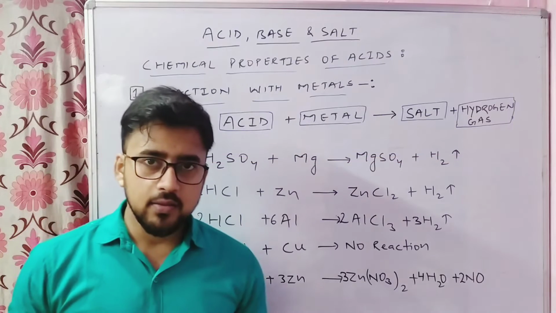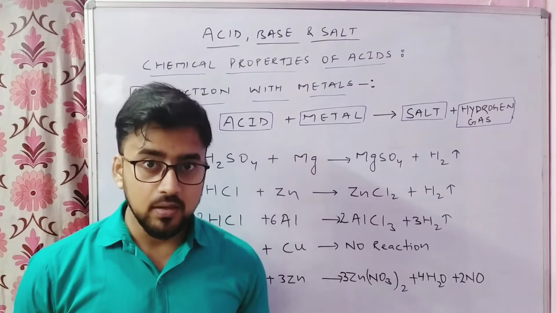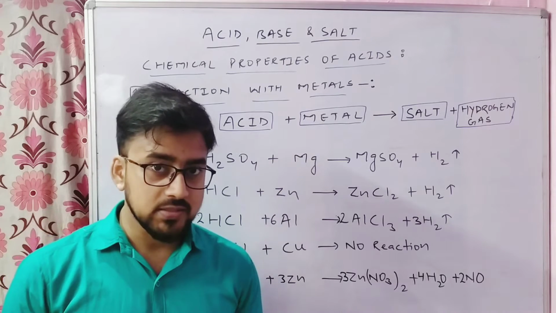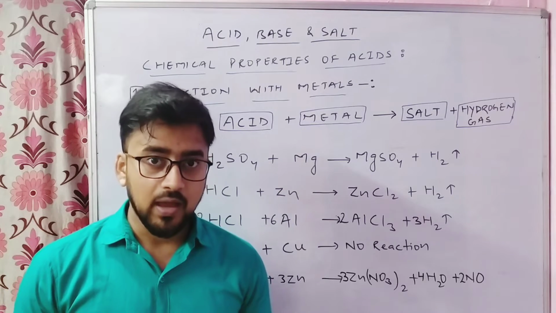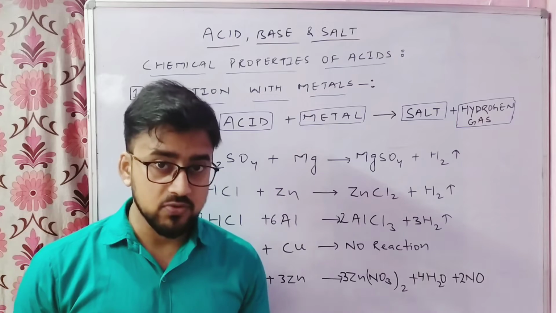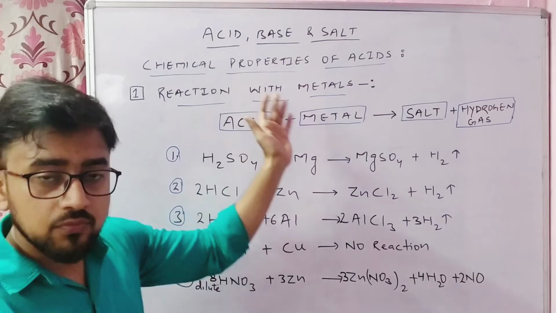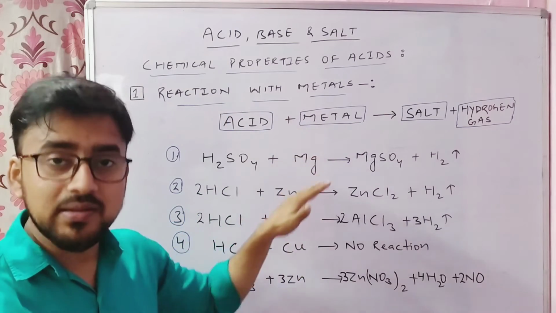So in this part we are going to discuss the chemical reactions of acids. If you have not watched the first two parts, go and watch them. I will add the link in the description box. So let's start. The first reaction of acids is with metals.